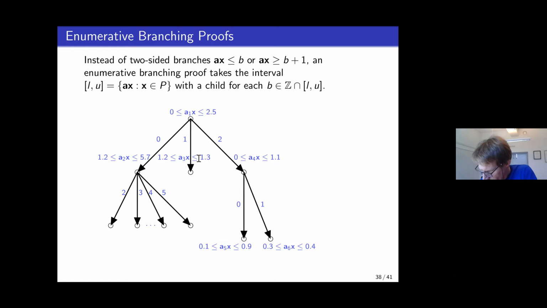There's a question in the chat whether it's known if clique coloring formulas are easy or hard for branching proofs. My vague suspicion is that it's not known.